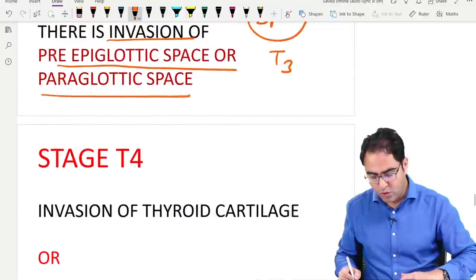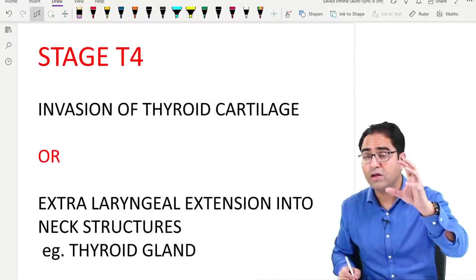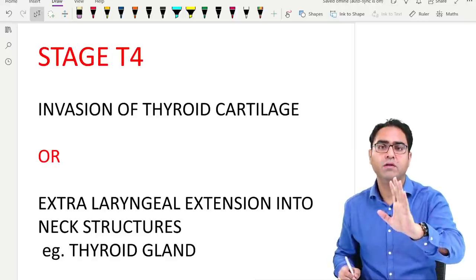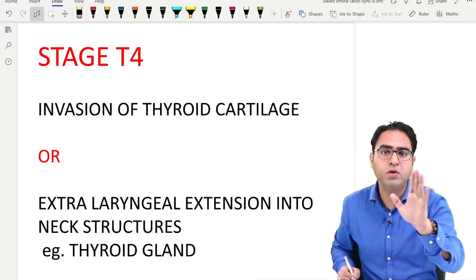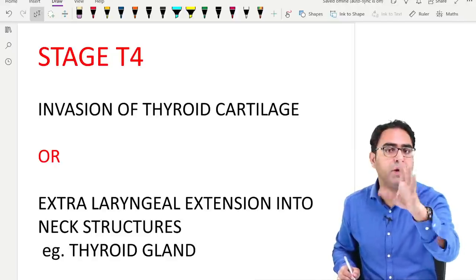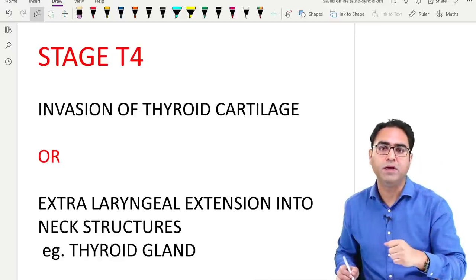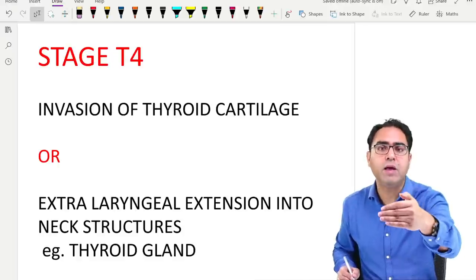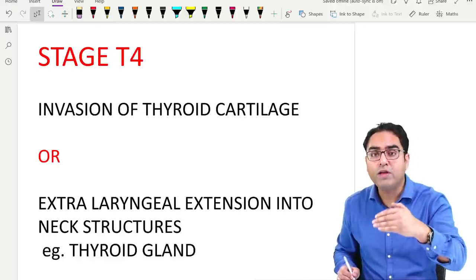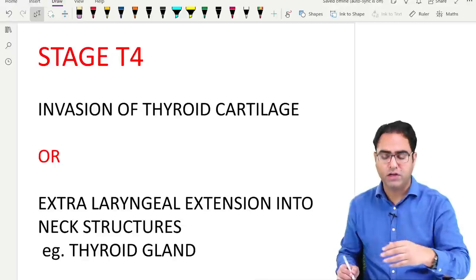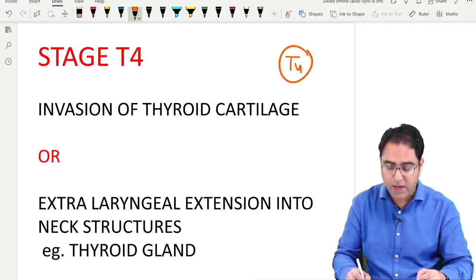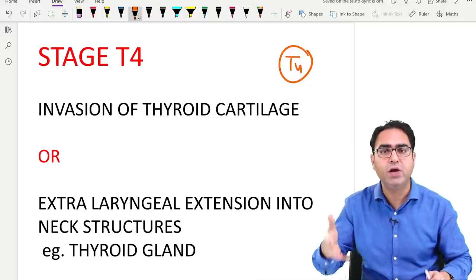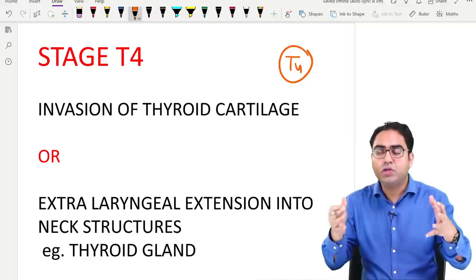T4, beta. Don't confuse too much by over dissecting the question. If the thyroid cartilage word is mentioned, it is T4, beta. They will not bother you with T4A, T4B, because treatment doesn't change. So thyroid cartilage perichondritis, thyroid cartilage invasion seen on MRI scan, or tumor has gone extra-laryngeal into neck structures, it is T4, beta. We have to make sense out of the question. It's a 19 subject paper, beta. It's not a PhD of ENT or surgery or gynae. Every question has to make sense.